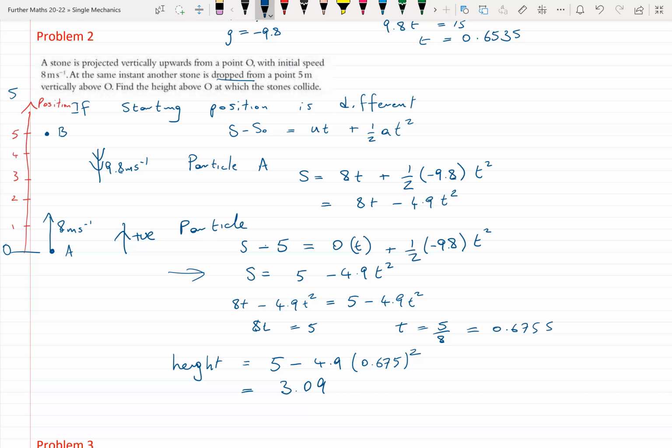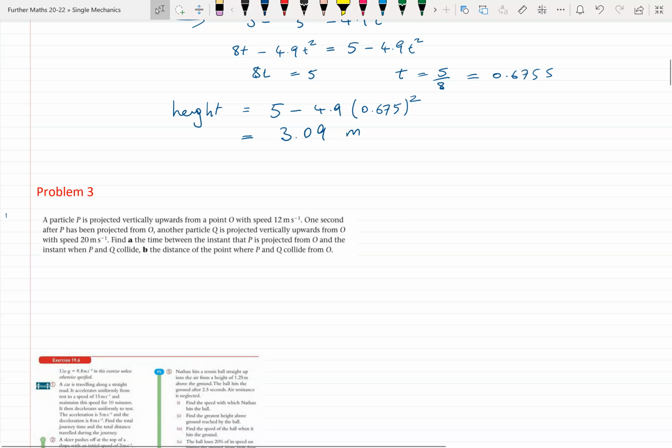to 3 significant figures. It might be worth checking that it comes to the same answer as if we put that into there. Okay, right, so that's where this formula comes in. It's hard to imagine a situation where there's not two particles, where you're trying to compare the two and the positions of them, where you might want to use that.